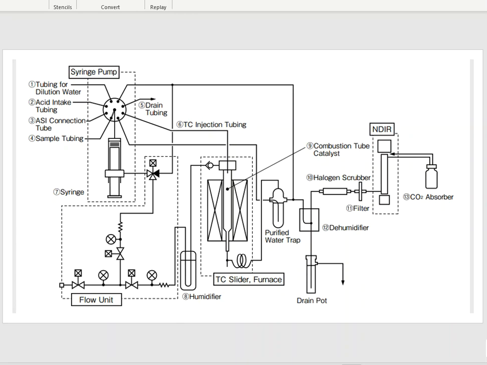And I'll tell you a little bit about each one of those and how to change out those pieces if you need to. So in the next video, we are going to focus on the halogen scrubber. And the halogen scrubber is number 10. So that is what we're going to focus on next. The halogen scrubber is the piece that is in between the dehumidifier as well as the NDIR detector. So that's where our focus is going to be in the next video.